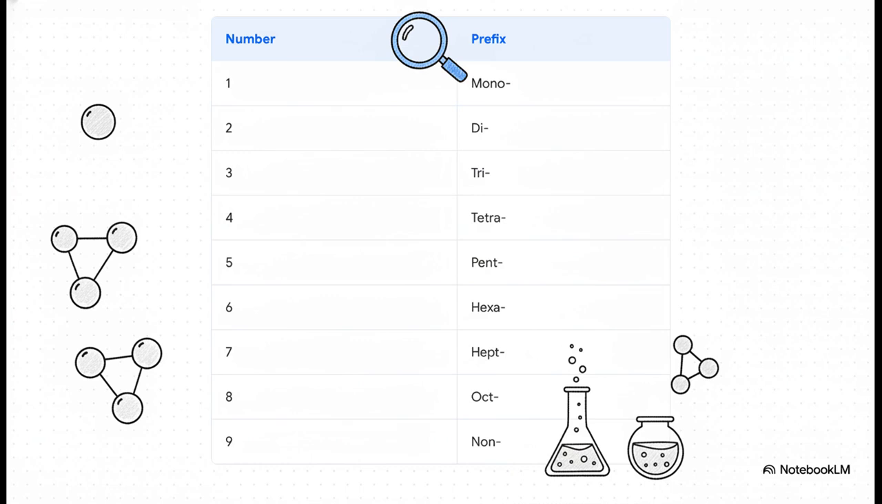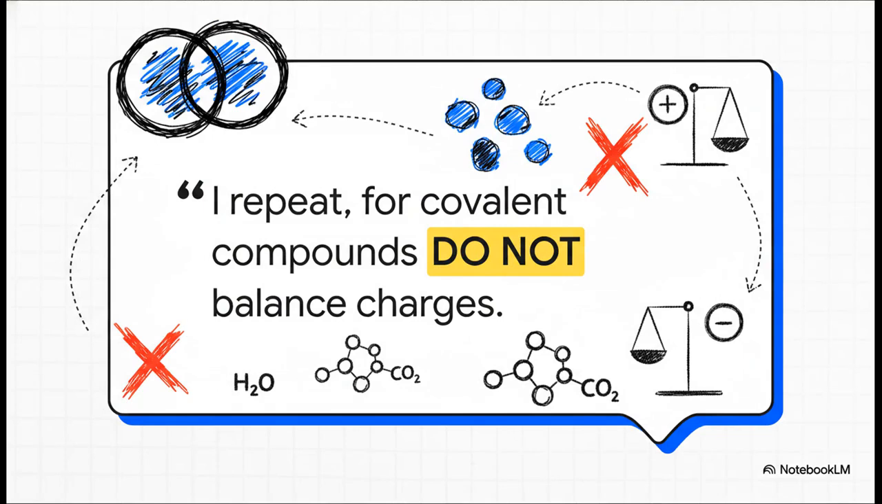Mono is 1, di is 2, tri is 3. You get the idea. These little prefixes are going to do basically all the work for you. And this brings me to the single most important rule for this path. If you remember one thing, make it this. I'm going to say it again because it's that critical. For molecular or covalent compounds, you do not balance charges. Not at all. Ever. Just don't do it.